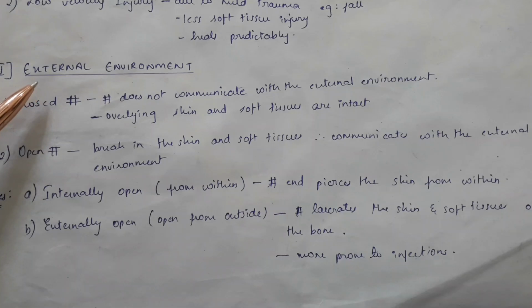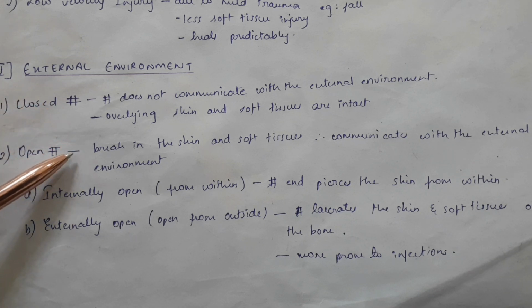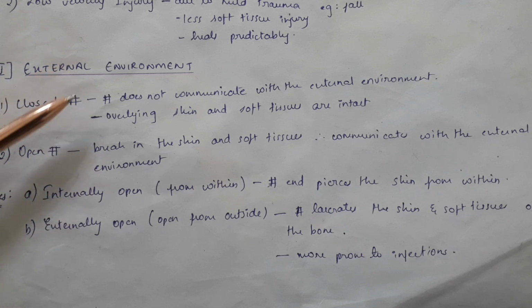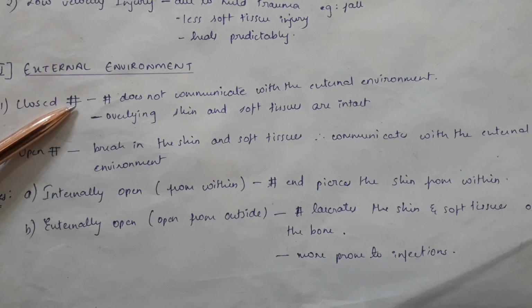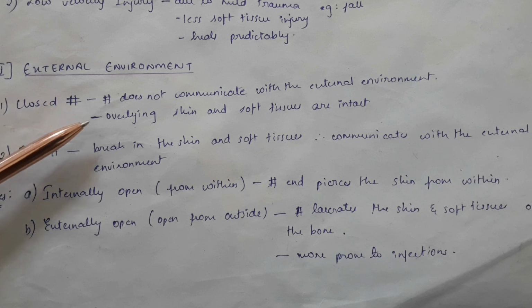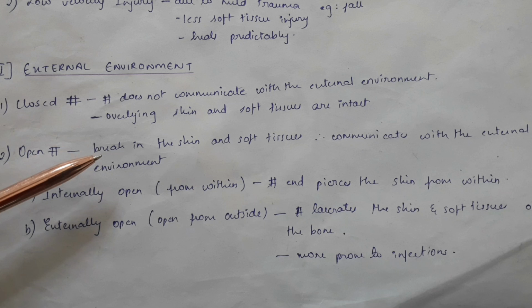The fourth classification is based on the external environment. This is further classified into closed fracture and open fracture. Closed fracture is where the fracture does not communicate with the external environment and the overlying skin and soft tissues are intact. Open fracture, on the other hand, is where there is a break in the skin and soft tissues. Therefore, it communicates with the external environment.